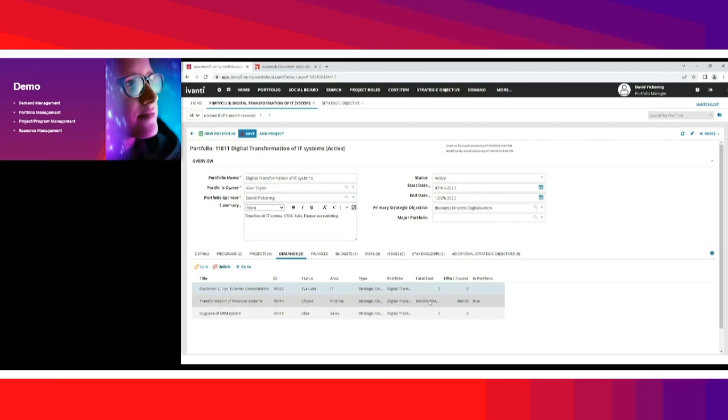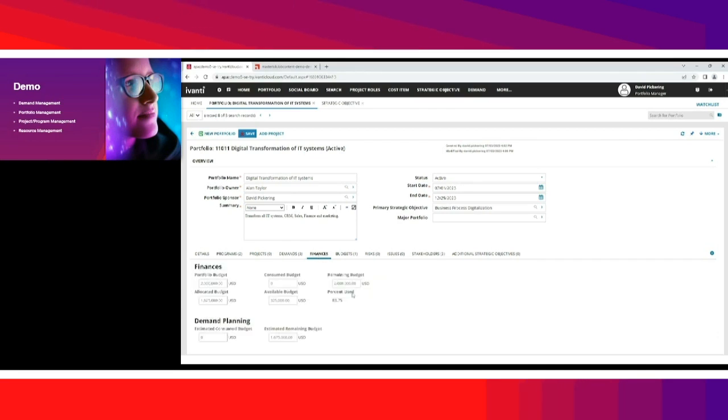We can see how much it's going to cost us and what the effort is that we believe is in there. And we can track that back to our finances. So finances are going to come out of our budgets. We might have multiple budgets or a single budget allocated to that. We can see what our total portfolio for the budget is, what we've allocated, what's available, and if we've consumed anything at that point. So we can track our finances for our portfolio.